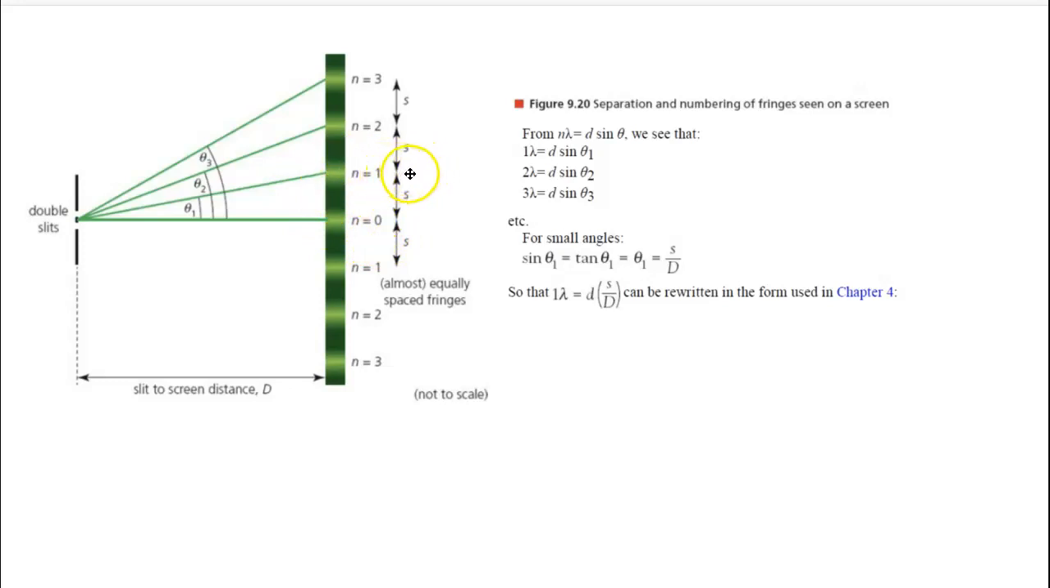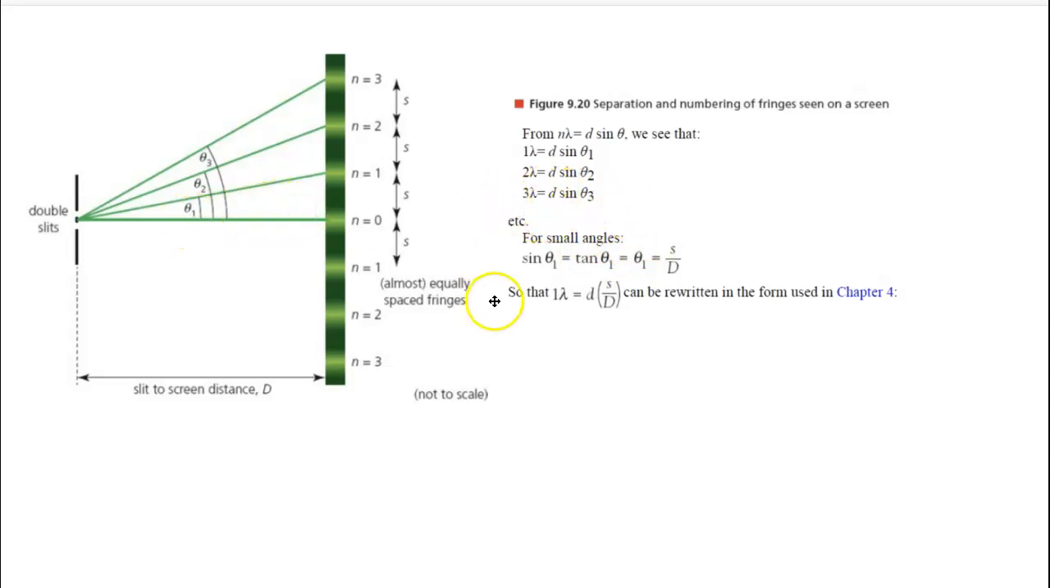Now this distance is S, right? And this distance is D. So the assumption that we're playing with is that D, being way bigger than S, means that this angle is very small. And so for very, very small angles, sine theta is actually equal to theta, and tan theta is equal to theta. I know it sounds like a bit of a stretch, but it does make sense.